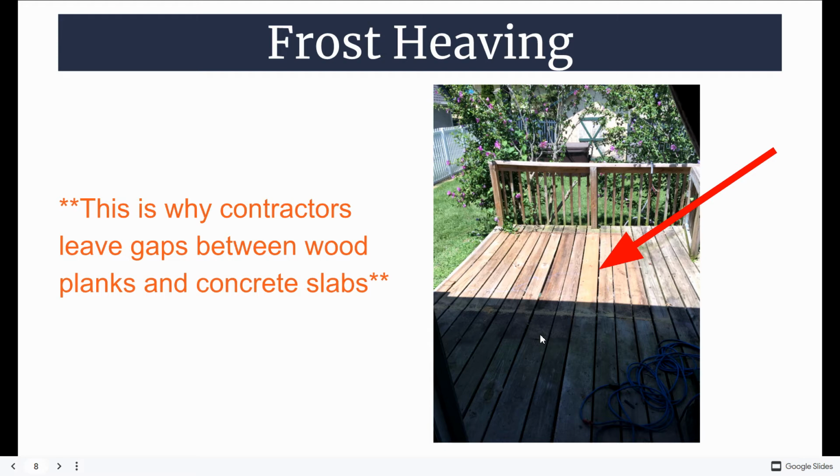With the wood decks, it's a little bit different because the wood's actually going to absorb the water and swell, and contract as it absorbs the water and then dries out.